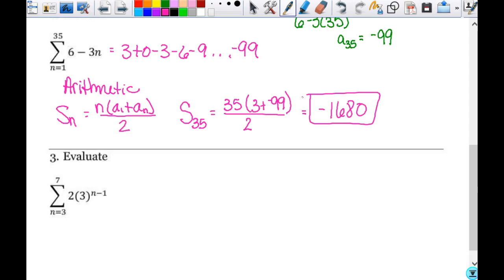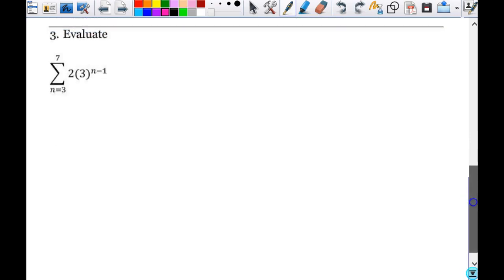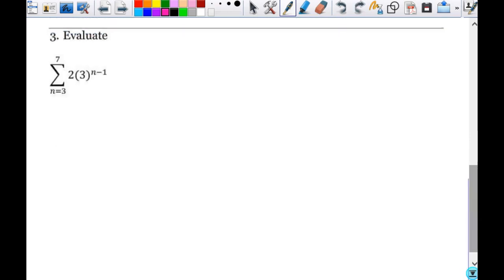Negative 1680. Okay, we all good? All right. So let's look at the next one. Okay, so we're going to evaluate this one. We're actually going to expand and evaluate this one. That's what I should have said.